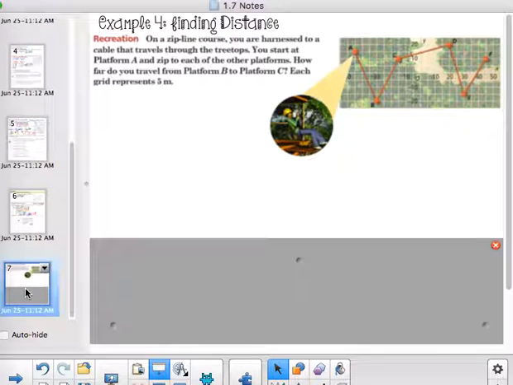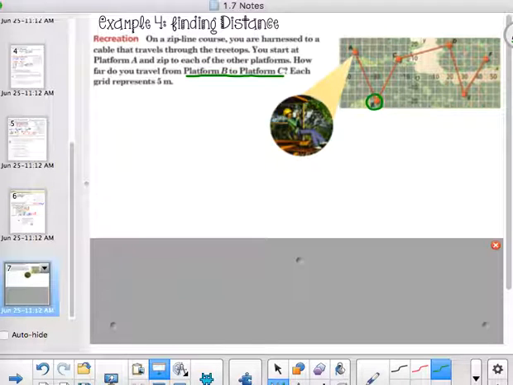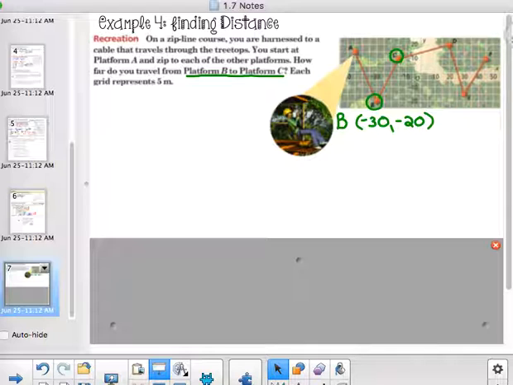How far do you travel from platform B to platform C? Here is the main question. Essentially, what I'm asking you is the distance between the coordinate for B and the coordinate for C. So it might be helpful for me to point out the coordinate for B. According to this grid, my coordinate is negative 30, negative 20. According to my grid, my coordinate for C is located at negative 15, positive 10.